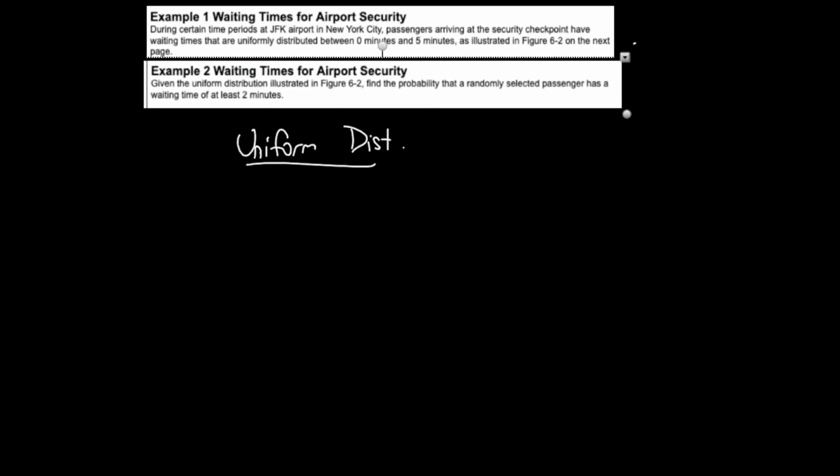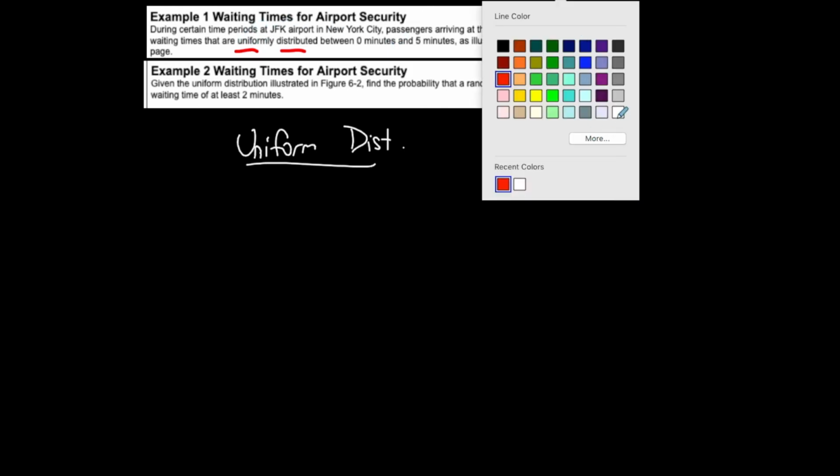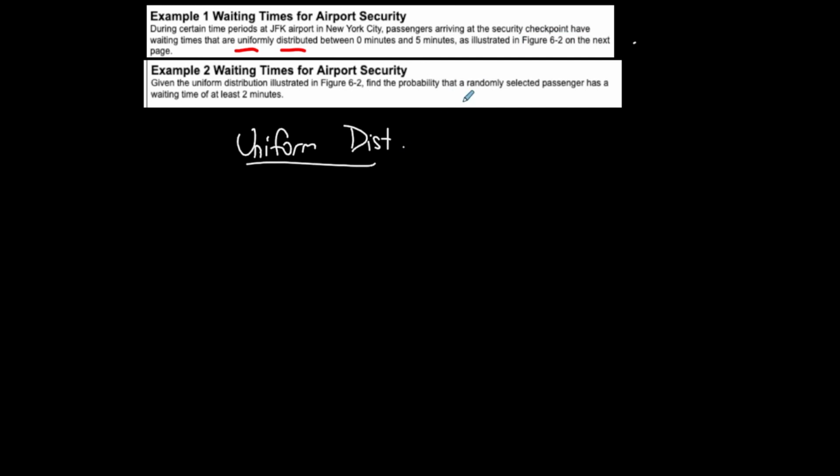So in this situation I have, during certain time periods at JFK Airport, passengers arriving at the security checkpoint have waiting times that are uniformly distributed. And the moment they say uniformly distributed, between 0 and 5 minutes, automatically you know that the probability of any outcome is equal to each other. So you have equal probability for uniform distribution. Okay? So let me write that real quick. Equal probability.